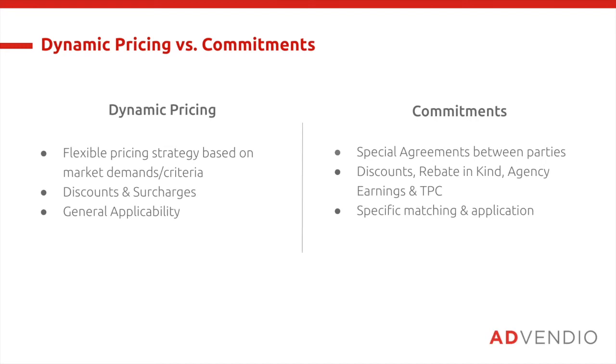So dynamic pricing, or maybe surge pricing, demand pricing, whatever it's known as in our users' companies, is a flexible pricing strategy where your pricing is based on market demands and certain criteria. These are managed in ADvendio through the creation of simple price rules, and price rules are, of course, as the name suggests, rules which determine the prices of your inventory using discounts and or surcharges. These are created with specific matching criteria which determine to which inventory they should apply.